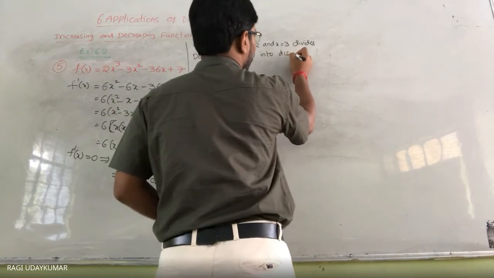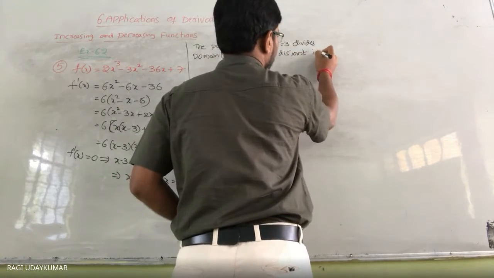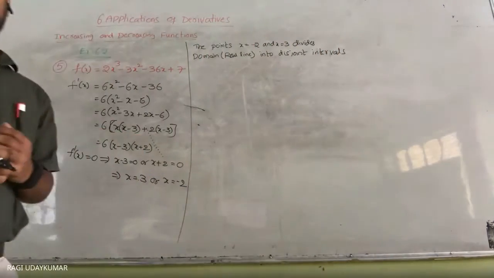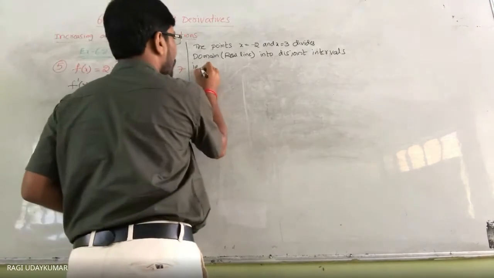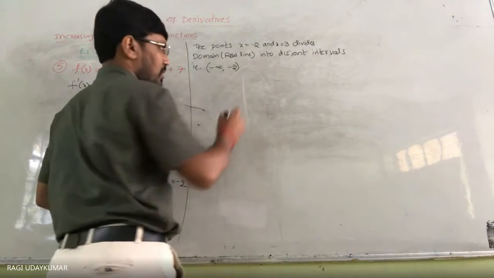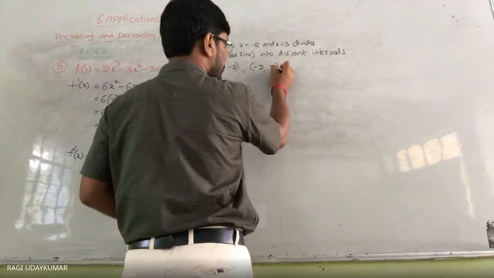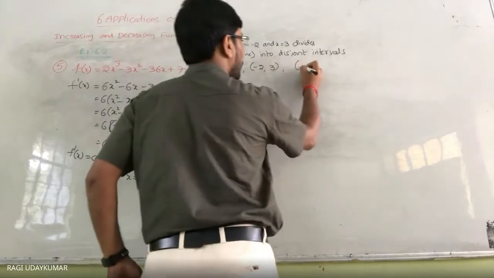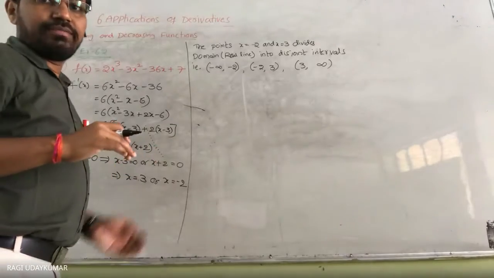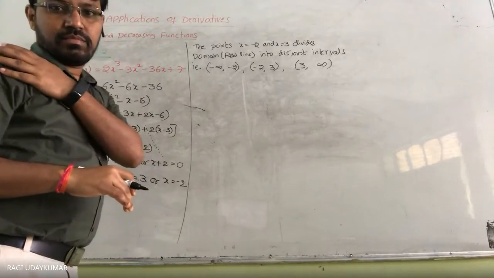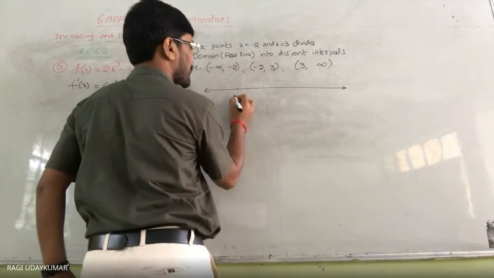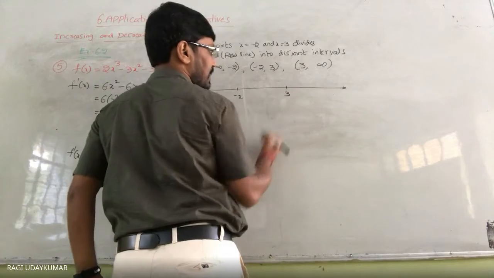into disjoint intervals. And what are those intervals? You need to mention. Those intervals are minus infinity to minus 2 is one interval. Minus 2 to plus 3 is an interval. And 3 to positive infinity is another interval. Okay, so now take the number line here. You mention here minus 2, here plus 3 is there.